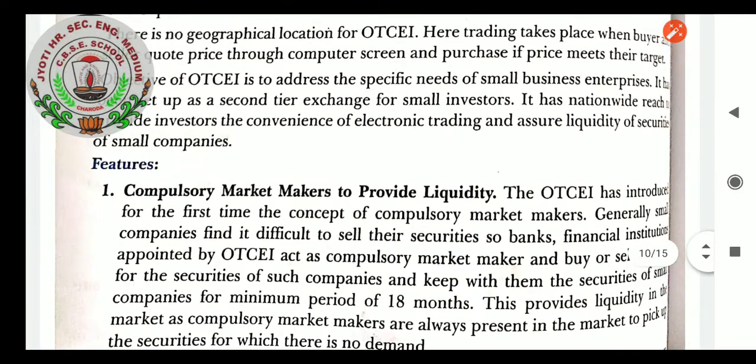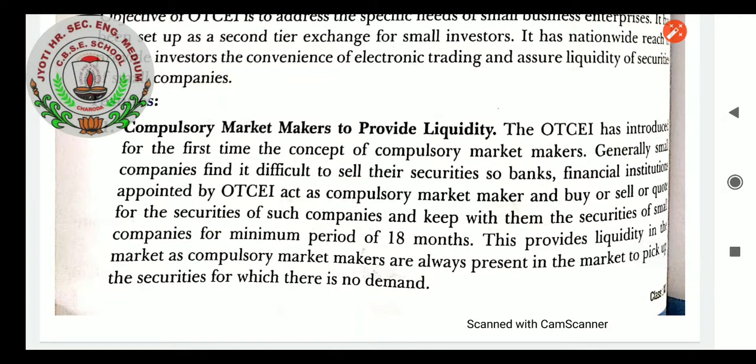Features: compulsory market makers to provide liquidity. The OTC introduced for the first time the concept of compulsory market makers. What do we mean by market makers? They help to form investment as well as disinvestment. Generally, small companies find it difficult to sell their securities, so banks and financial institutions appointed by OTC act as compulsory market makers. They arrange a ready market for small investors so that they will not hesitate to go to the money markets. They will be able to fulfill their objectives as well. They buy or sell or quote for the securities of such companies and keep them with the securities of the small company for a minimum period of 18 months.